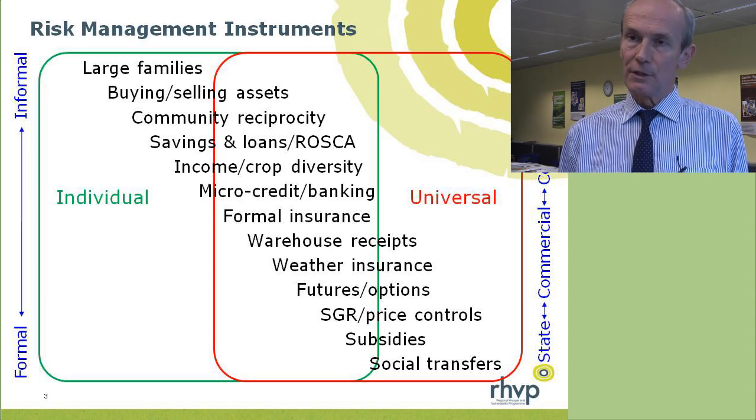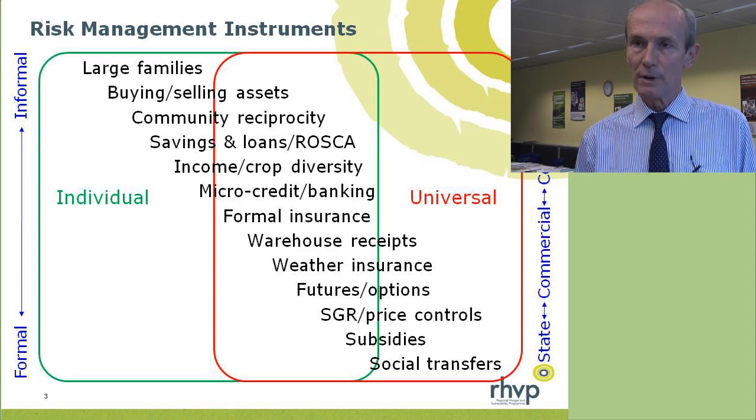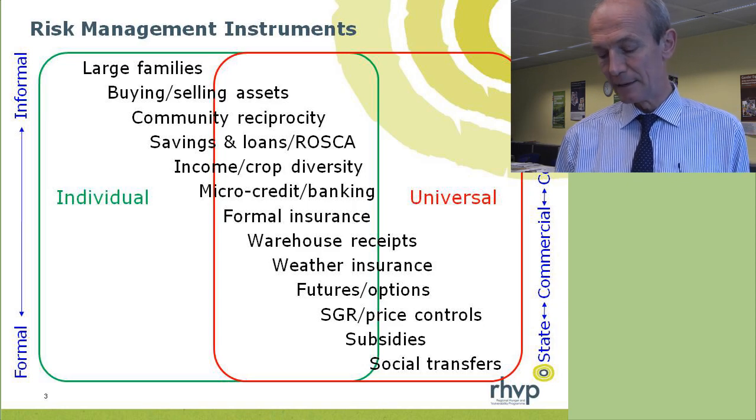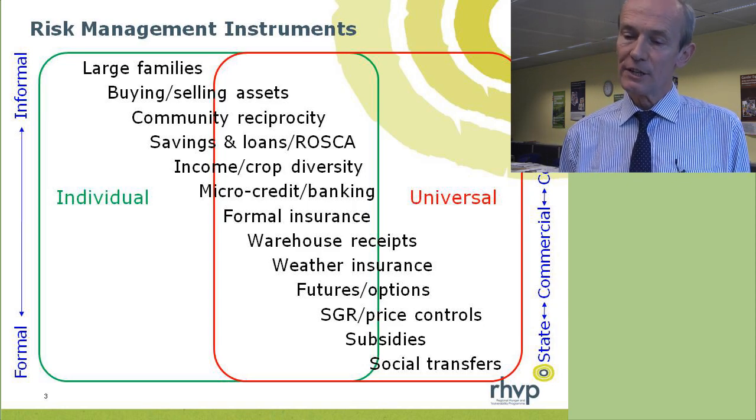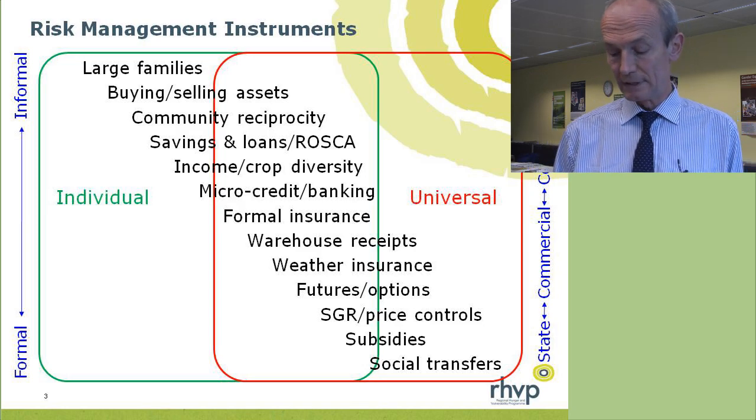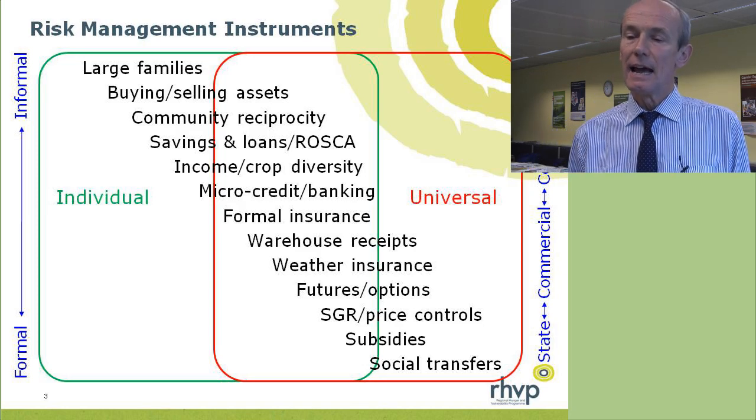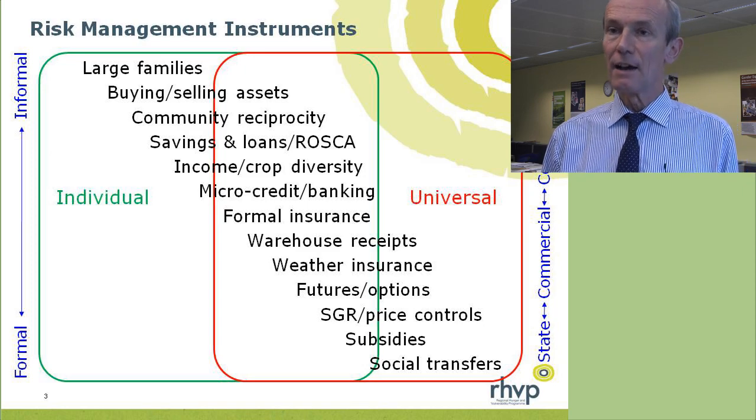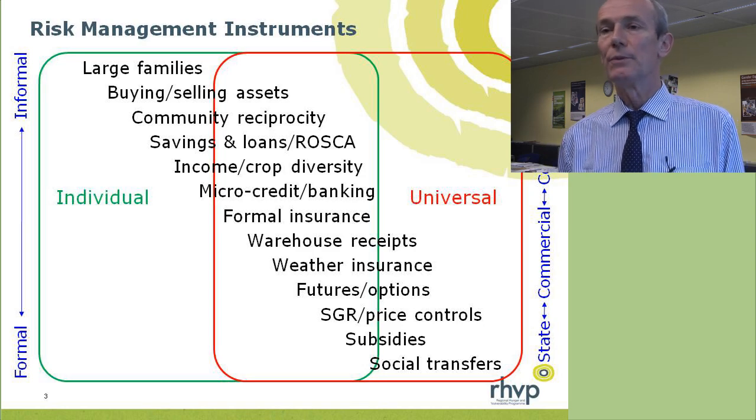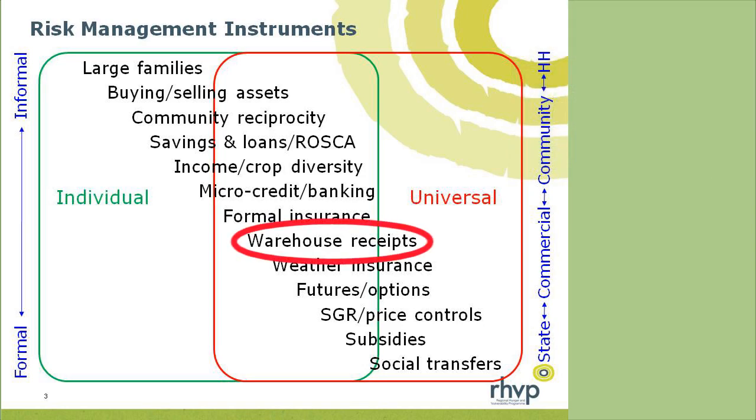Strategic grain reserves used by governments to dampen price rises and to release food onto the markets when it's in short supply. The whole question of subsidies, either of inputs or of consumables. And finally, the area of social transfers, where government is deliberately providing redistribution to help the poorest to cope with risk.